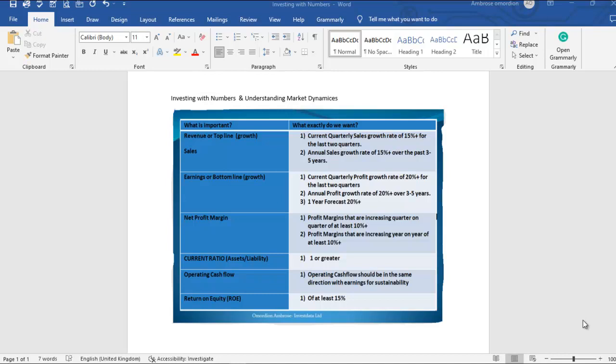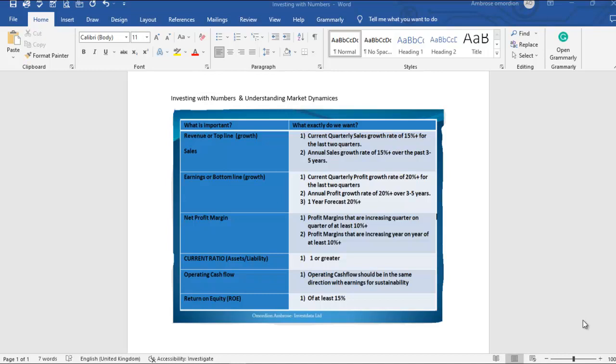Then another very important thing is the current ratio, or quick asset test. This tells you if the company's balance sheet is okay, taking current assets over liabilities, to see if the company can meet its short-term liabilities and responsibilities. The ratio must be one or above, greater than or equal to one. Anything below one tells you that the company is struggling to meet its short-term financial responsibilities.